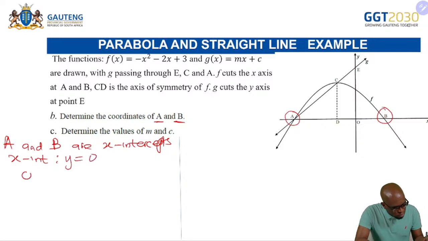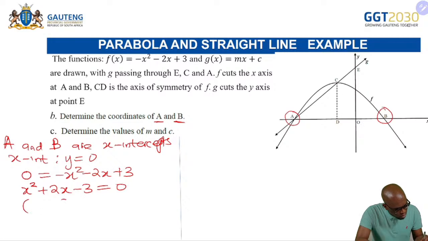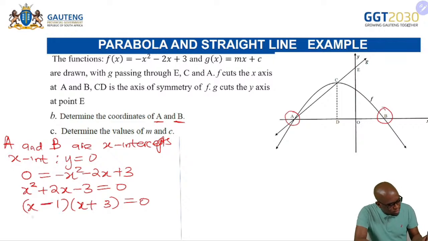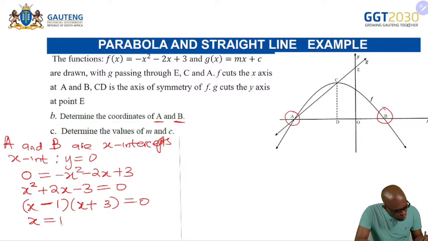If we equate y to 0, we're going to get 0 is equal to minus x squared minus 2x plus 3. Dividing by negative uniformly, we get x squared plus 2x minus 3 is equal to 0. If you find the factors here, remember, if you can't work the factors out, you can always make use of the quadratic formula. So here, if we use inspection, we see that the factors of 3 are 3 and 1. Then the bigger one should be positive because the middle term is positive. So x is equal to 1, or x is equal to minus 3.